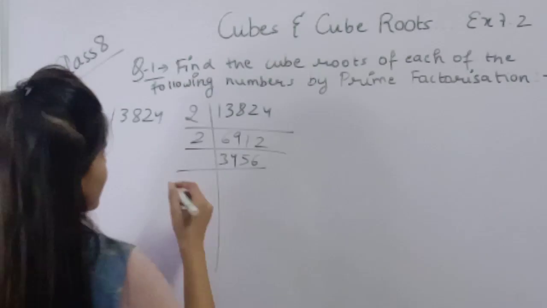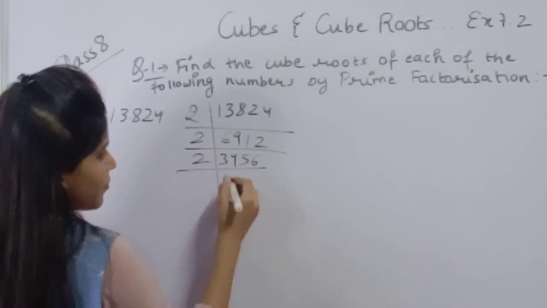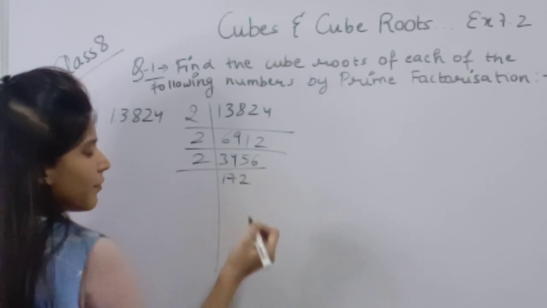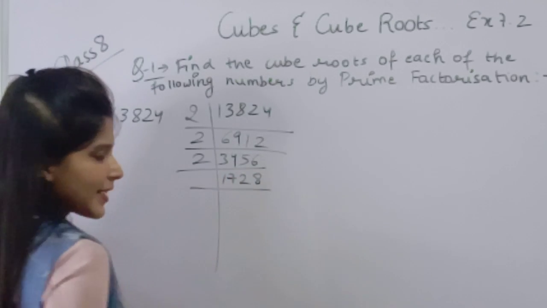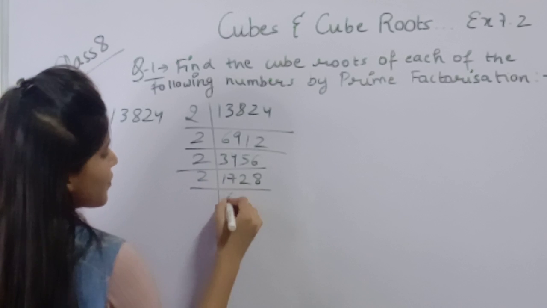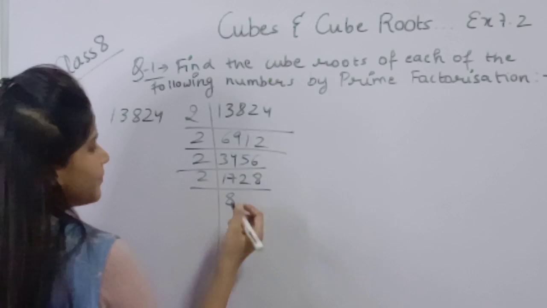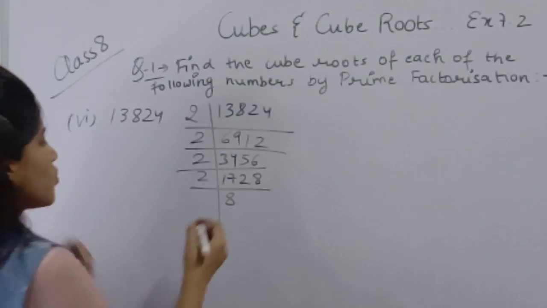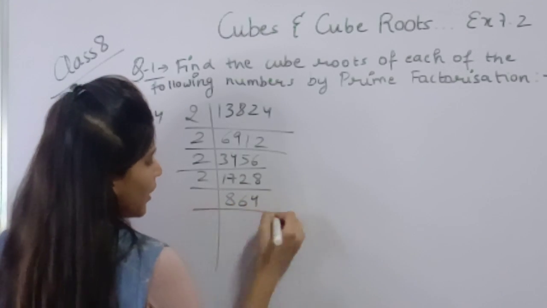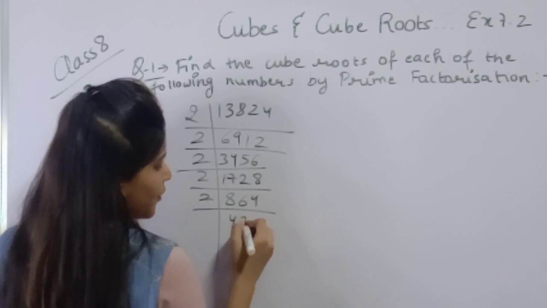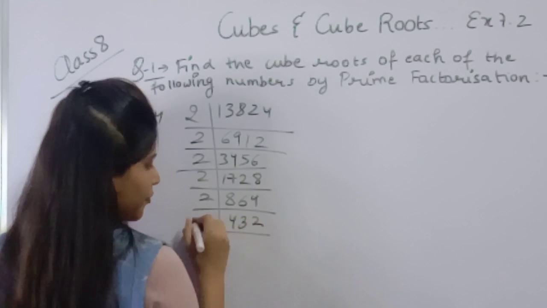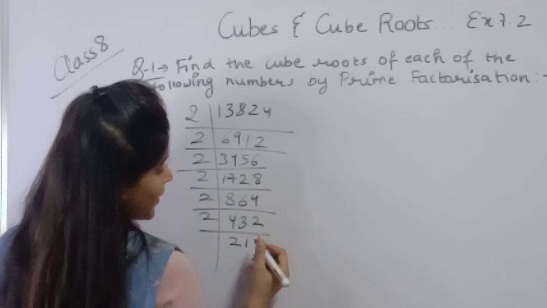Again 2 1s are 2, 2 7s are 14, 2 2s are 4, 2 8s are 16. Sorry, 2 8s are 16. 2 6s are 12. 2 4s are 8. 2 4s are 8. 2 3s are 6. 2 2s are 4. 2 2s are 4. 2 1s are 2.